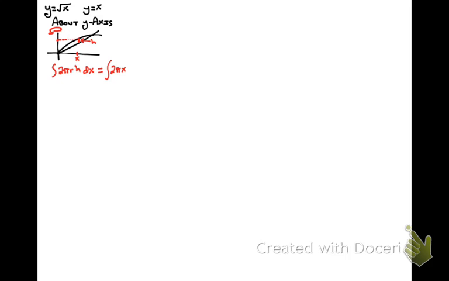What is an expression for the height? Well, the height is equal to the upper curve, which in this case is the square root of x, minus the lower curve, in this case x. And we're going to integrate dx. Now my shells expand out horizontally. So everything's going to be in terms of x since we're integrating in terms of x. And this goes from 0 to 1. So those are our limits of integration for this particular problem.